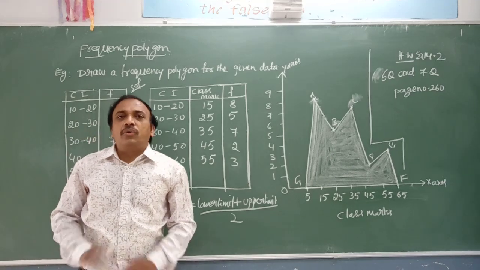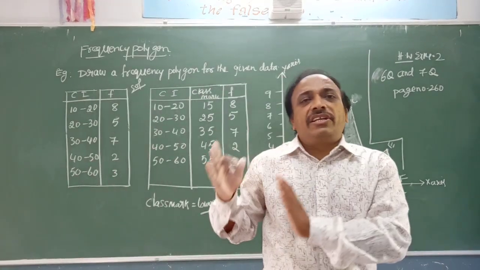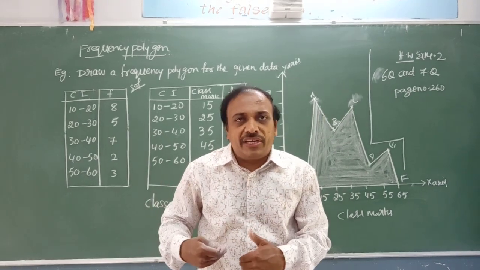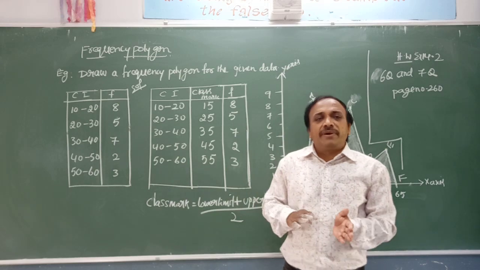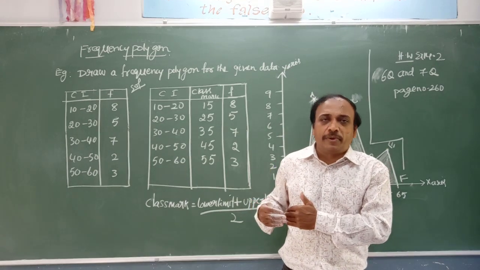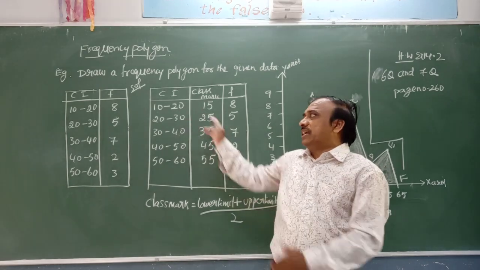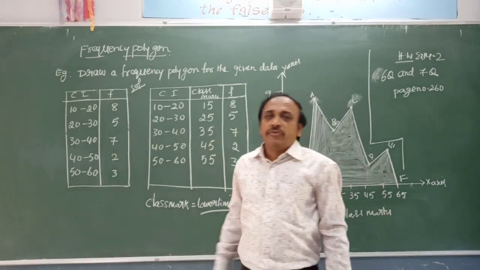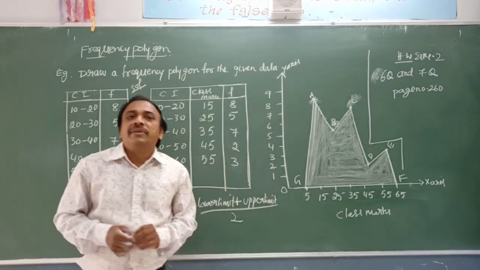I hope you understood how to construct a histogram with discontinuous data, how to convert it to continuous, and then represent it as a histogram. Then with the help of the histogram, how to construct a frequency polygon, and without the help of the histogram, by taking the mid values of class intervals. The leftover things we will see in the next session. Thank you.